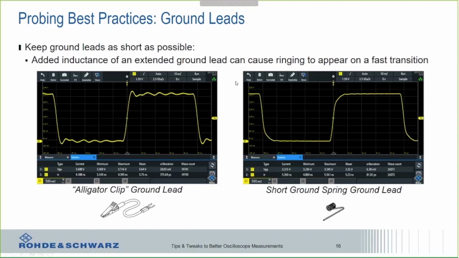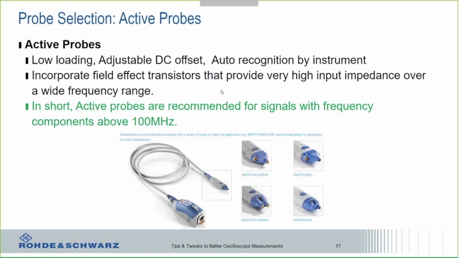Okay, so that's a quick overview of probing best practices when it comes to passive probes. Let's talk a little bit about active probes. We talked about passive probes: they're very robust, very inexpensive, and very common. Active probes are a little less common. They are a very high precision piece of equipment, but there are a lot of benefits that come along with active probes. Number one, active probes can be used if you want to look at a very specific type of signal.